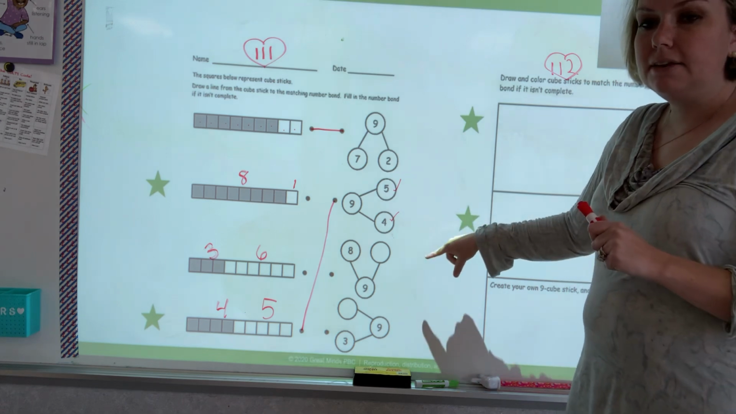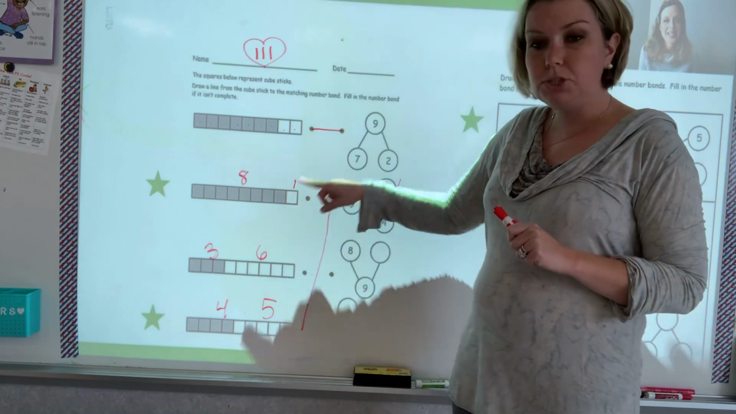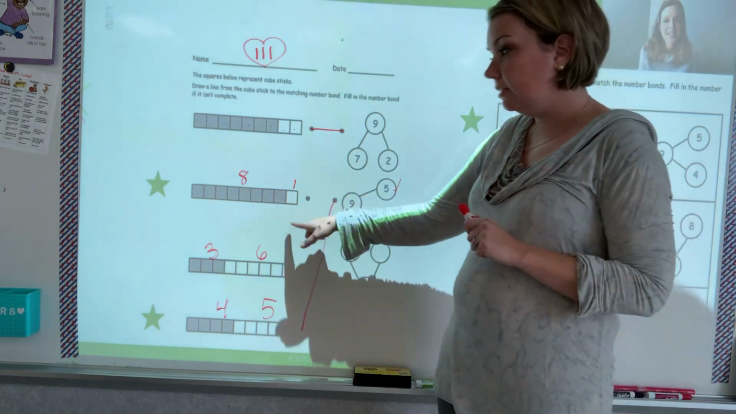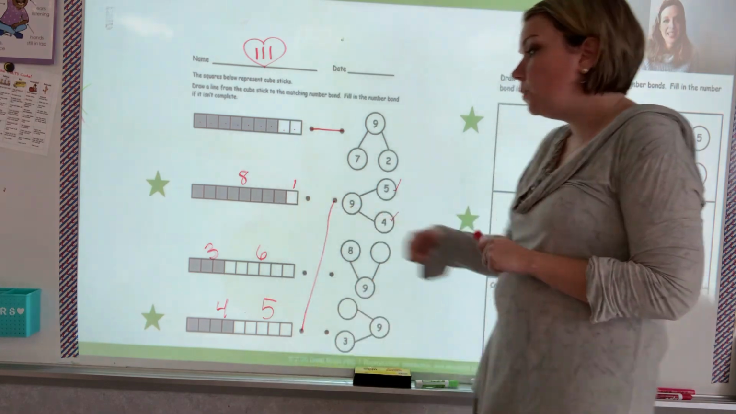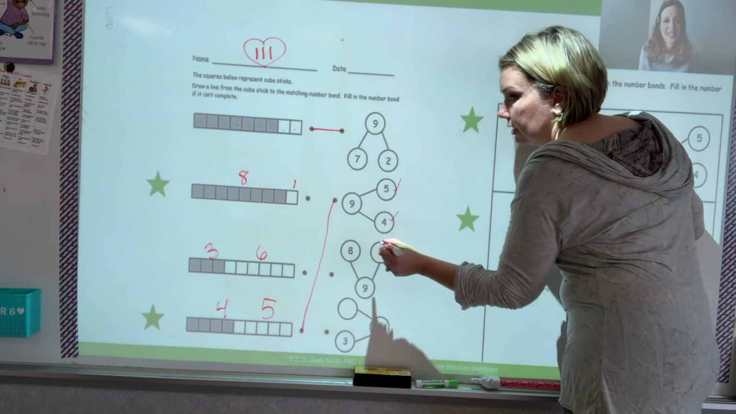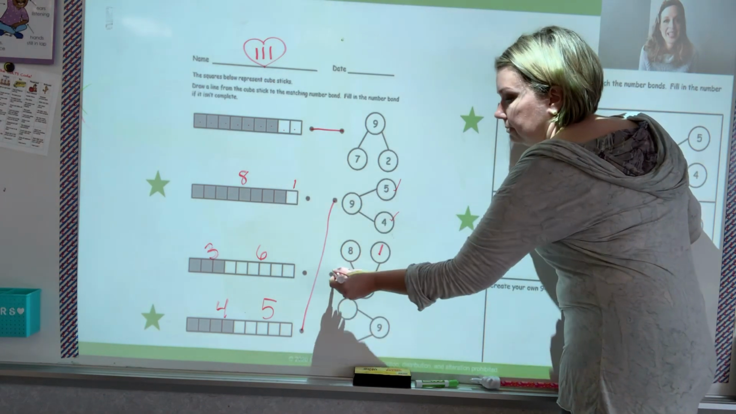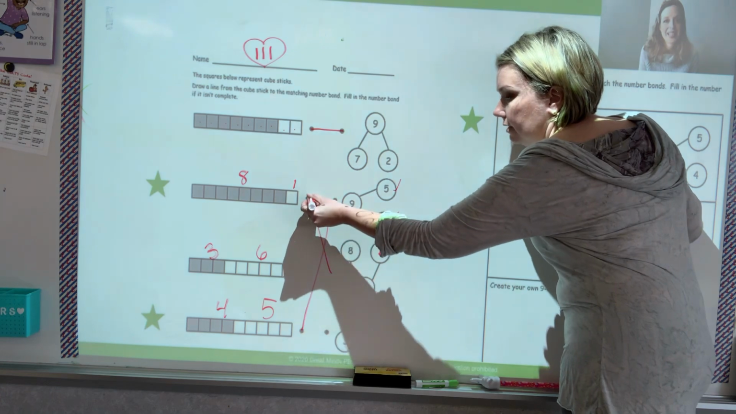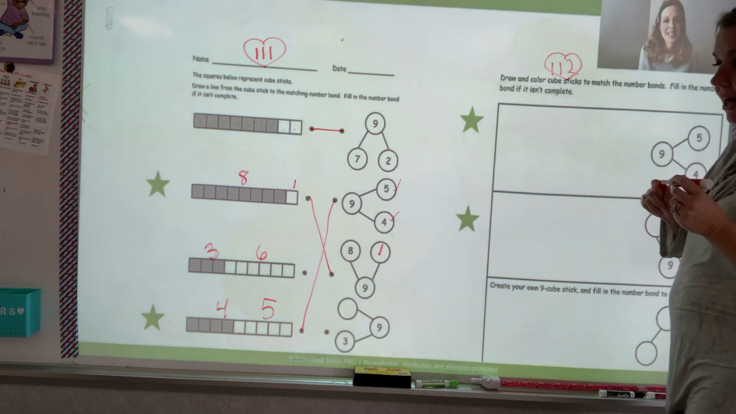So look, DJ, we've got 8 in one part. Look up here. Which one shows 8 colored in? Right here, yep, and we have 1 left over. So we'll put a 1 here, because we know one of our parts is 8, and then there's 1 empty, so we can draw a line. Good job, DJ. You can mute your microphone back.